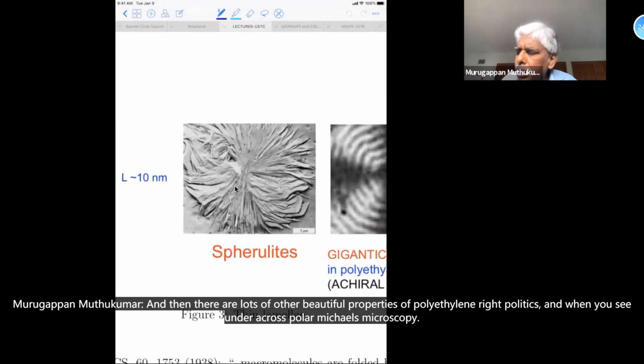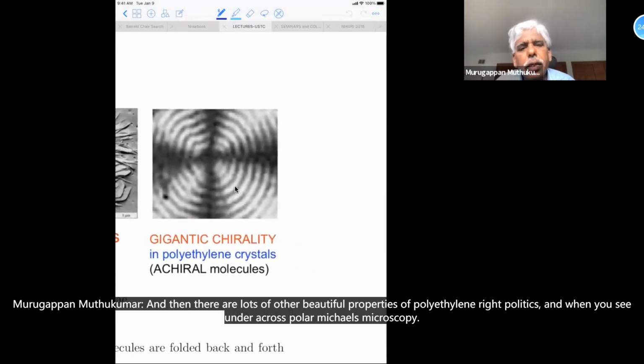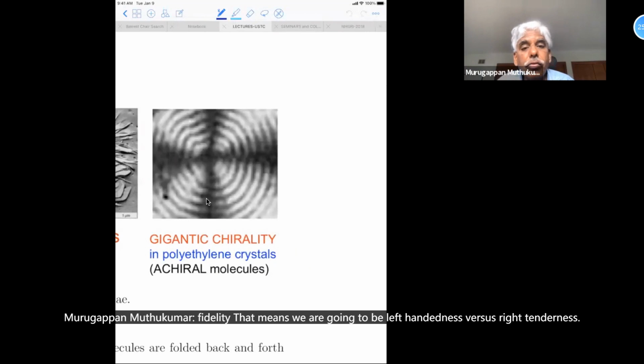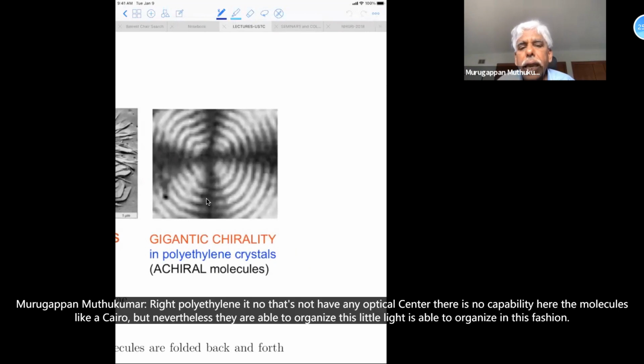And then there are lots of other beautiful properties of polyethylene. When you see polyethylene under cross-polar microscopy, you see patterns like this. And I'm not going to go into details. Whenever you see patterns like this, it means that the molecules inside the system, or in general, the system has chirality. That means there are going to be left-handedness versus right-handedness. Polyethylene, as you know, does not have any optical center. There is no chirality here. The molecules are achiral, but nevertheless, the spherulite is able to organize in this fashion.